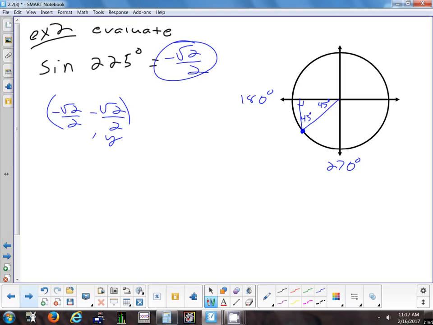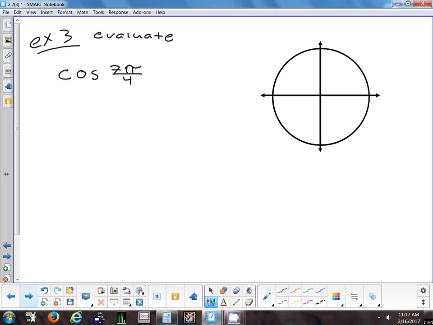Any questions on that? Okay, so we did a 45 in the first quadrant, the second, the third quadrant. You can probably guess what's going to happen here.